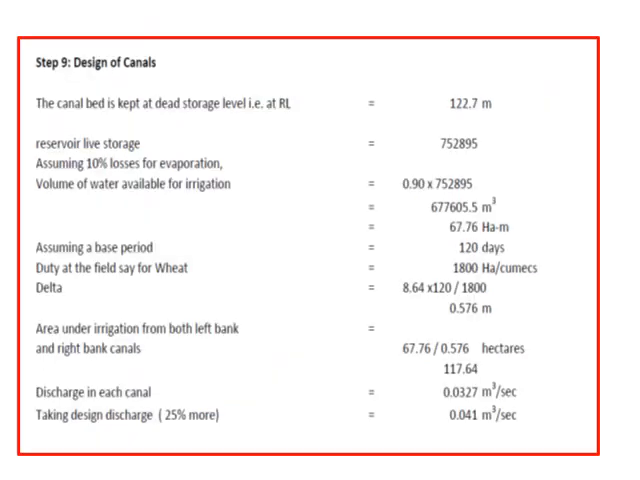Okay, the next step is, we have fixed the canal bed level somewhere at the dead storage level, that is 122.7 meters. So we have reservoir live storage, which comes to about 752,895 meter cube. Now we are assuming 10% losses go for evaporation. Therefore, the volume of water that is available is 0.9 times 752,895 meter cube, which comes to about 67.76 hectare meters. Now you can decide about the crops.